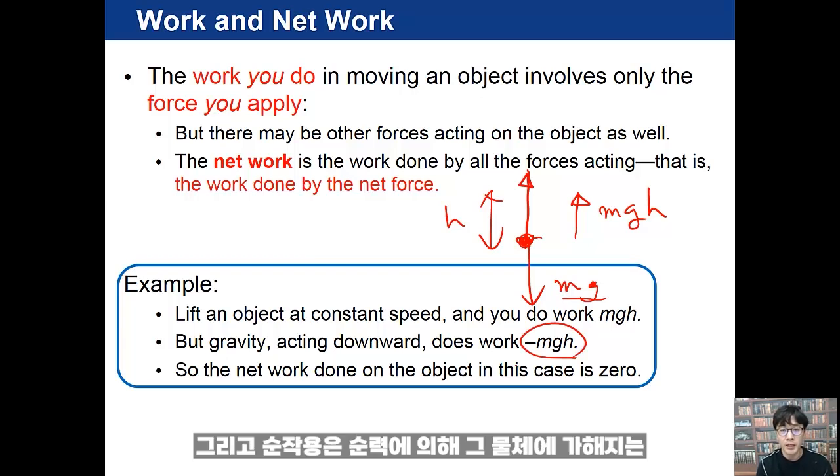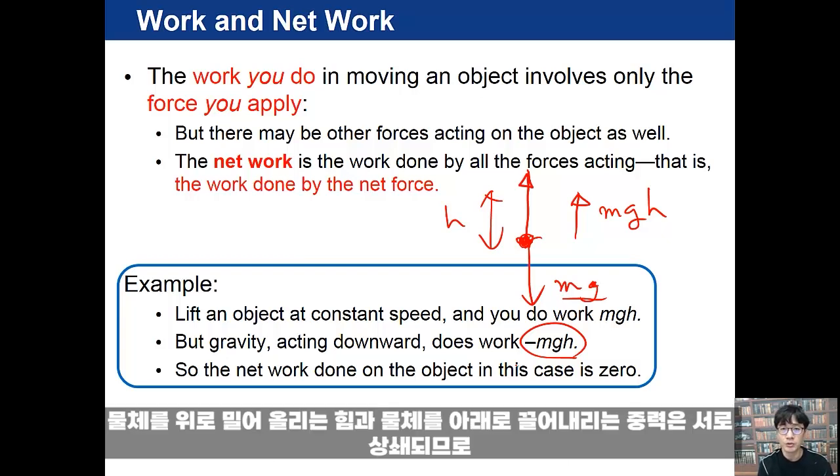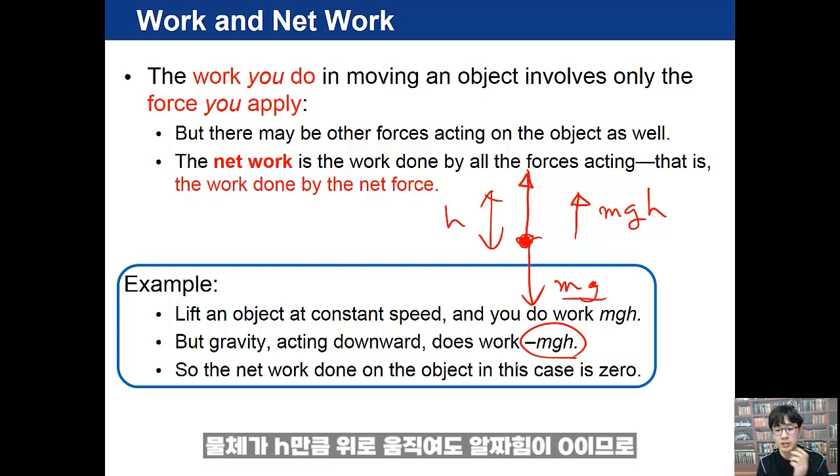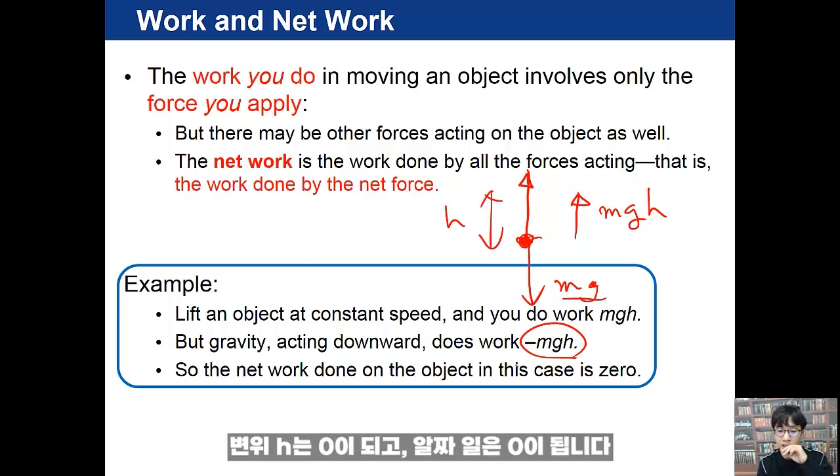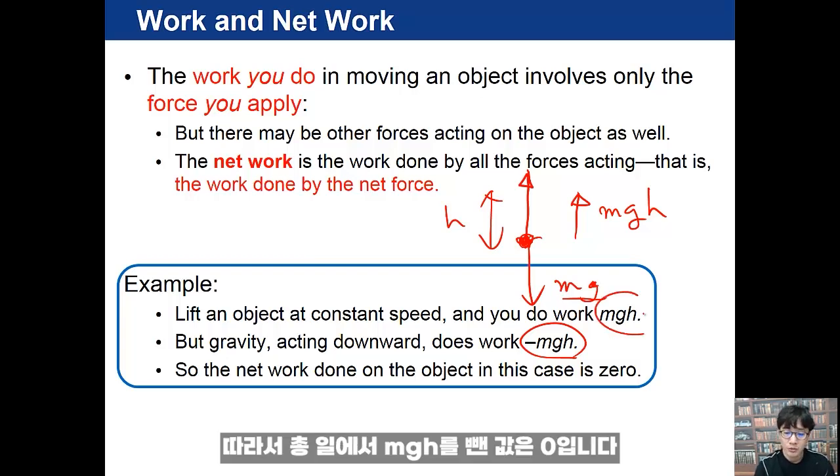which is negative work. And if I ask you what is the net work done on that object by the net force, then it's 0. Why? The net force on the object was 0. The force that you push upward and the gravitational force downward cancel each other. Even if the object moves upward by h, because the net force was 0, the net work is 0. Total work is the net work. So the total work, mgh plus minus mgh, is 0.